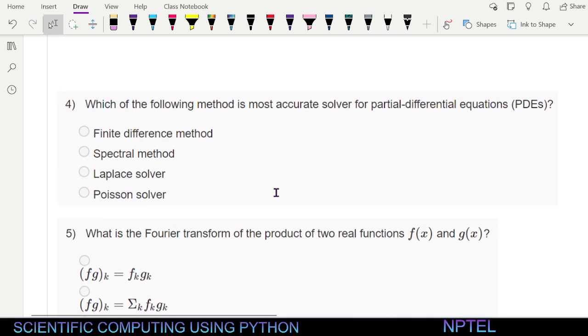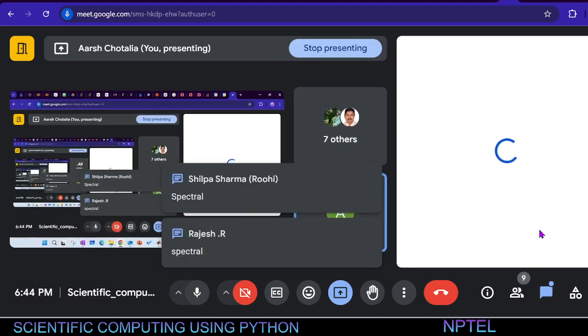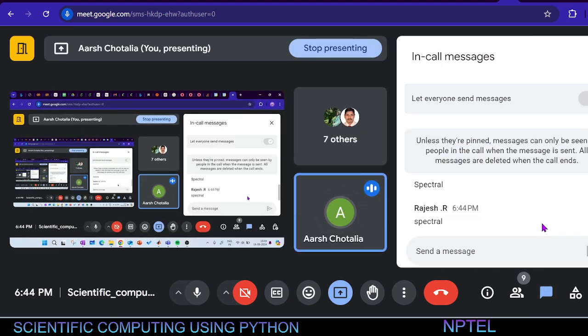Fourth one, maybe we can have a poll. You can type out in the chat box which is the most accurate method for solving PDEs: finite difference, spectral, Laplace, Poisson. We haven't studied the last two, but we have seen finite difference and spectral method. Spectral. Yeah, everyone seems to be agreeing. By everyone, I mean two people.